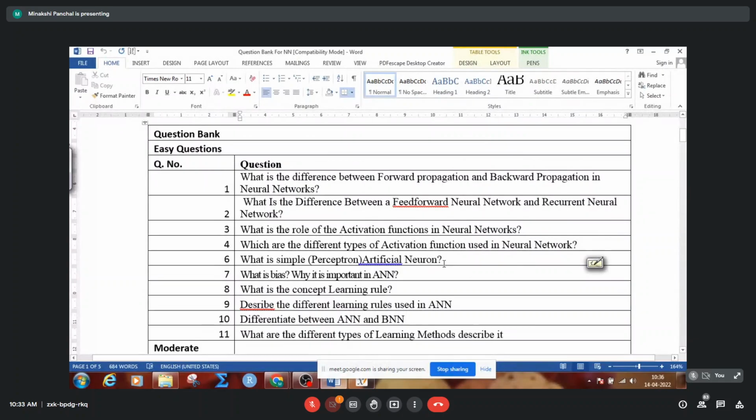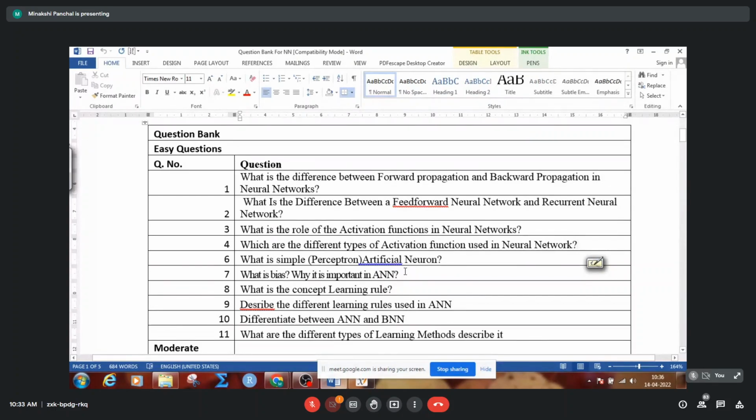So I only want to say, you know everything properly, you just have to go step-wise while describing it. So what is bias? Why is bias important in ANN? I think in the theory notes, this was not there in the previous theory notes.